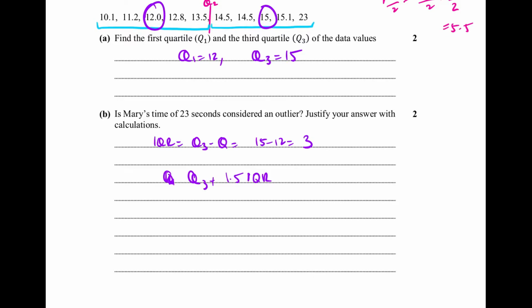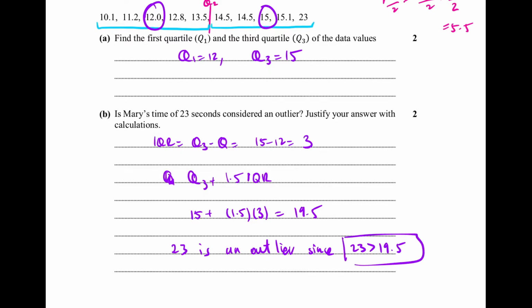So let's plug what we know. So Q3 is 15 plus 1.5 times 3, and we get 19.5. So that means 23 is an outlier since 23 is greater than 19.5. Okay, and it's really important to show the marker that you understand that there.